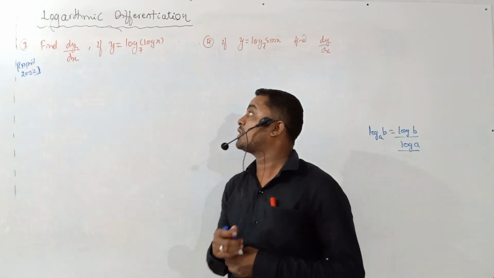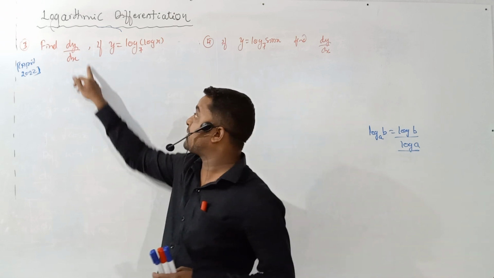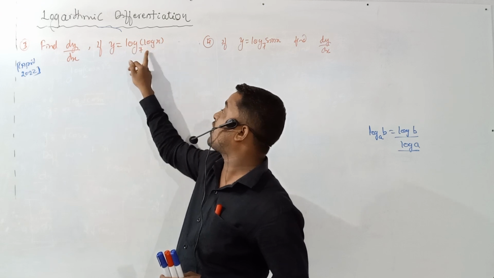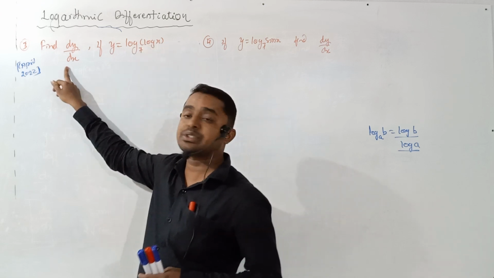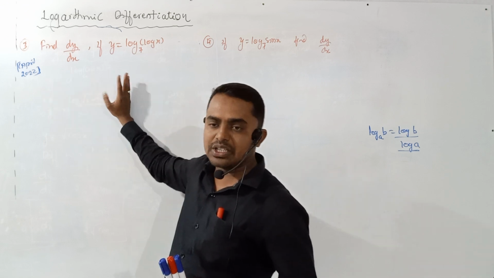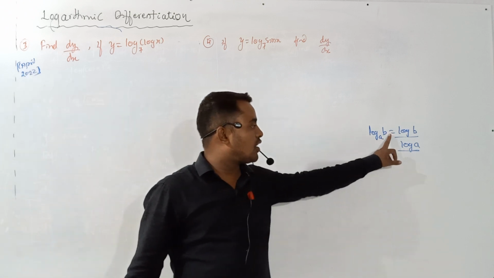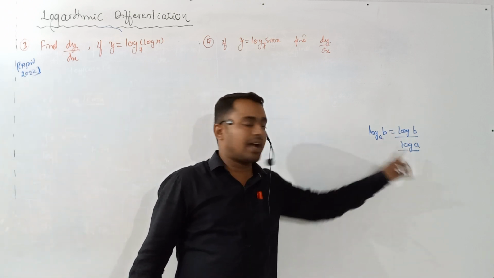So let us solve problems number 3 and 4. Find dy by dx if y is equal to log of log x to the base 7. This question was asked in April 2022 for 2 marks. To solve this problem, we have to apply the change of base theorem. The change of base theorem says log b to the base a means log b by log a.